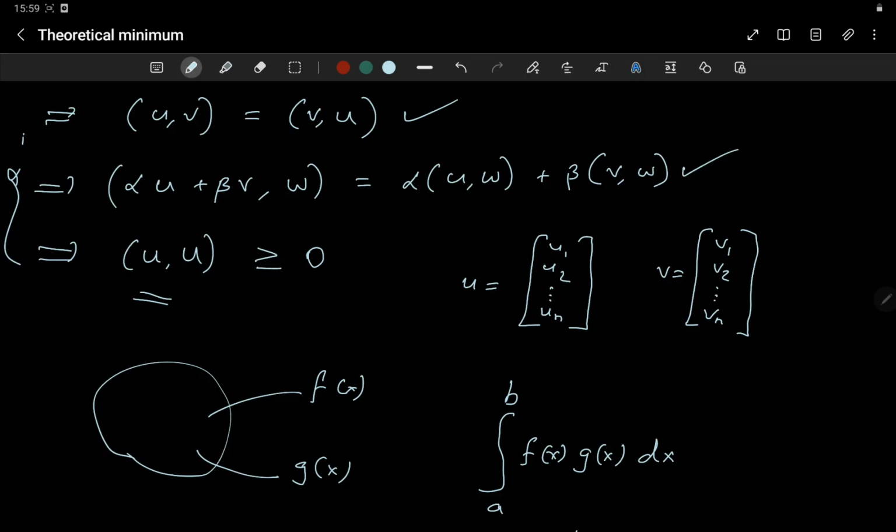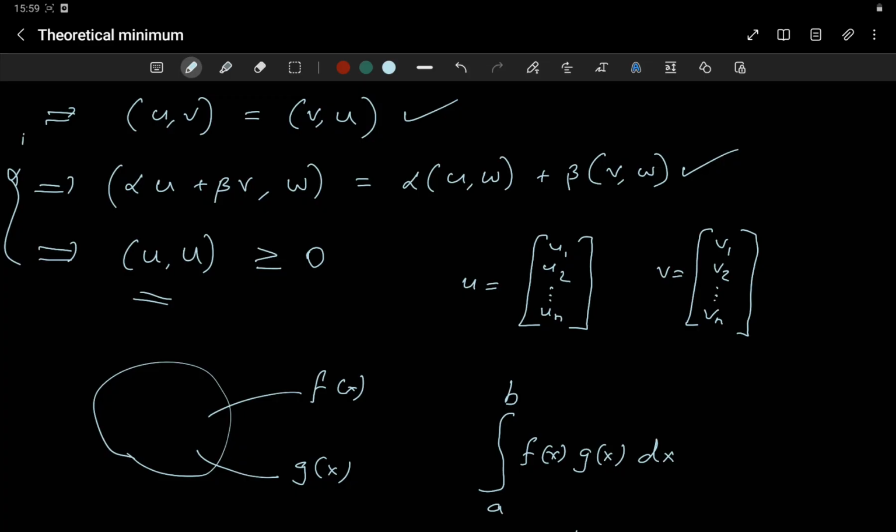What about the third one? So f of x getting in a product with f of x itself, will it always be positive except when f of x is 0? Because f of x into f of x, f of x square, will always be positive. f of x could be either positive or negative, but f of x square will always be positive. So if it's always positive, the integration of that thing will also be positive. So this also satisfies.